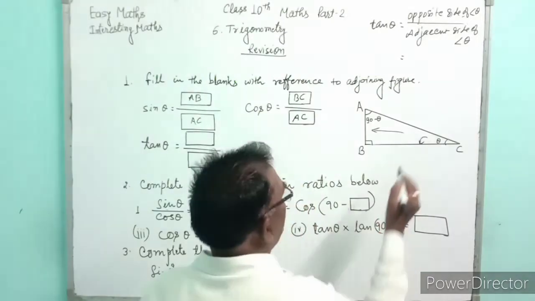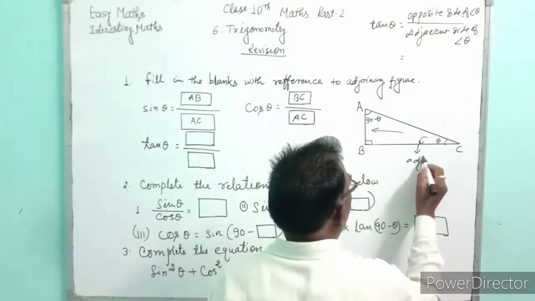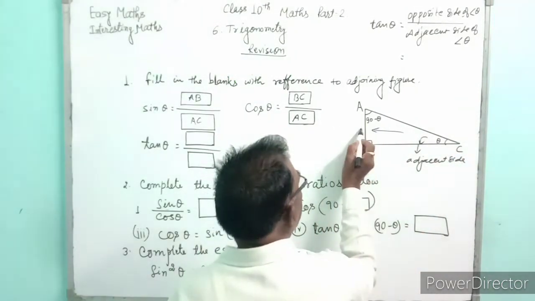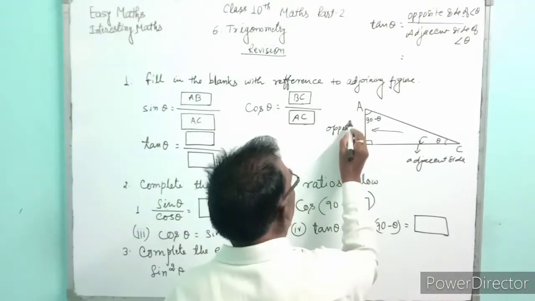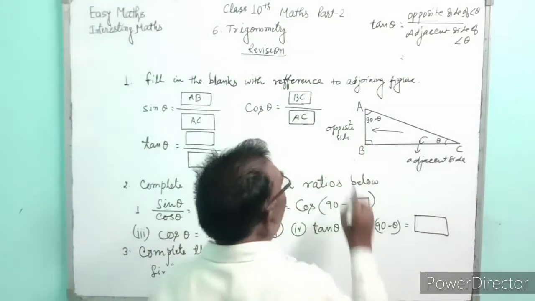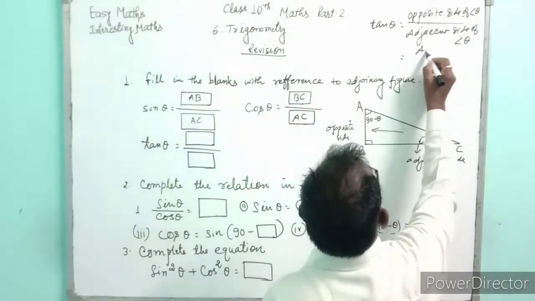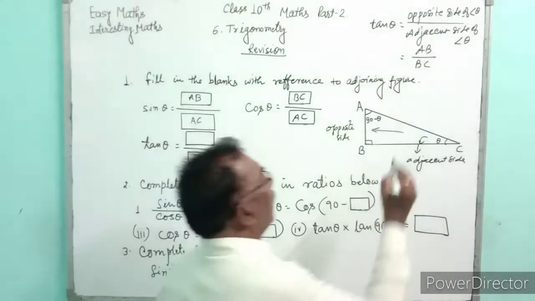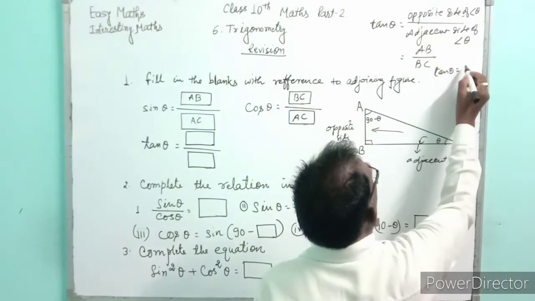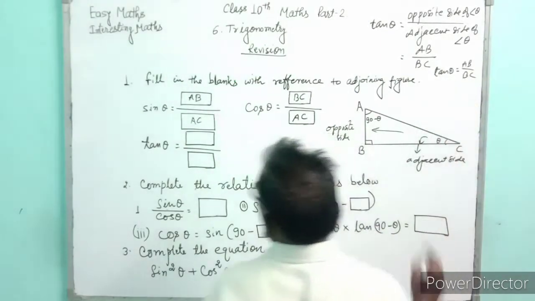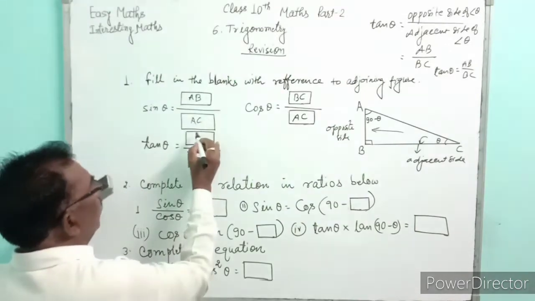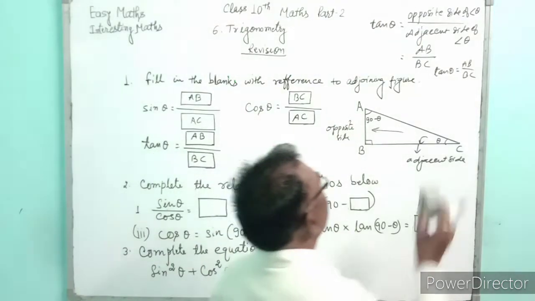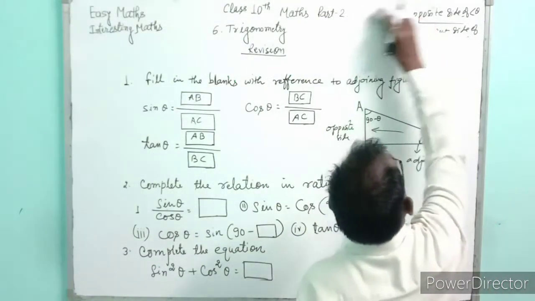So this is the adjacent side of angle theta. This is the opposite side of angle theta. Therefore, opposite side AB divided by adjacent side BC. Therefore, tan theta is equal to AB by BC. So we write here tan theta is equal to AB by BC. Okay. Our problem number 1 is complete.